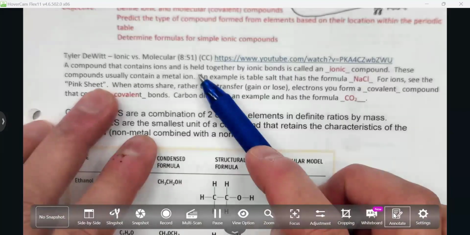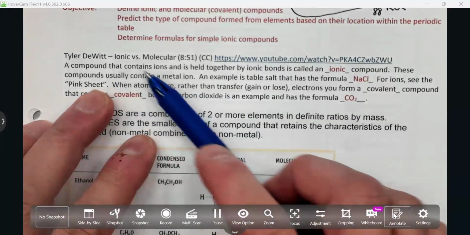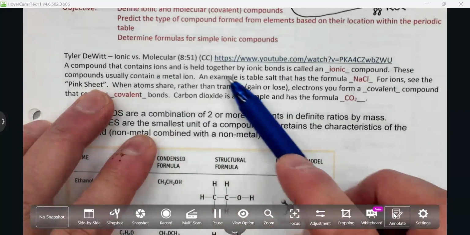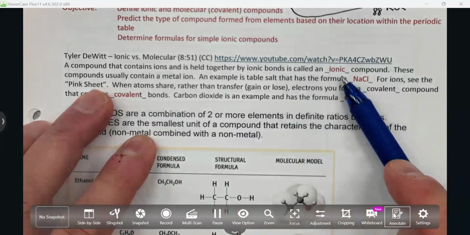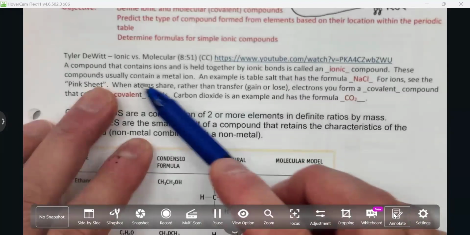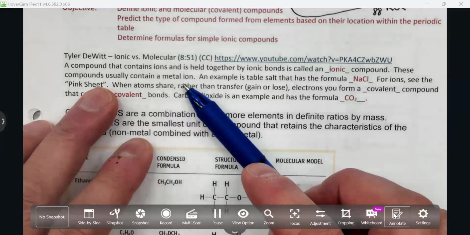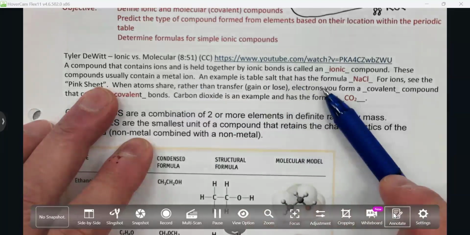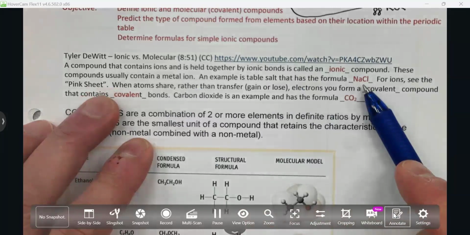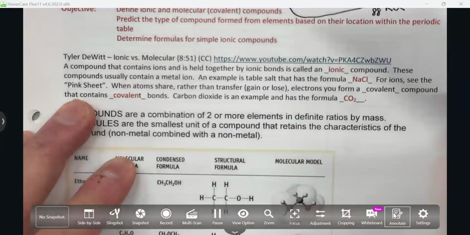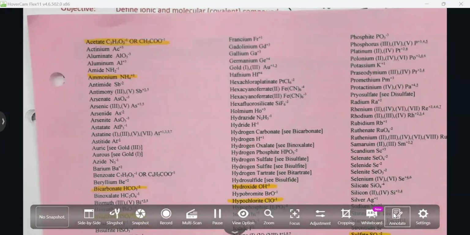Ionic versus molecular. A compound that contains ions and is held together by ionic bonds is called an ionic compound. These compounds usually contain a metal ion. An example is table salt that has the formula NaCl. For ions, see the pink sheet, which we looked at before, yes? Some of you need one of these, yes?